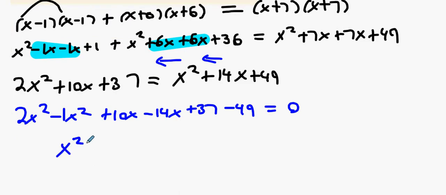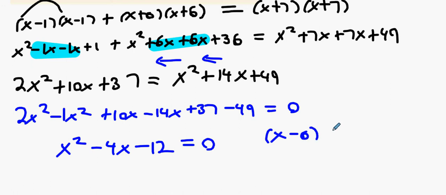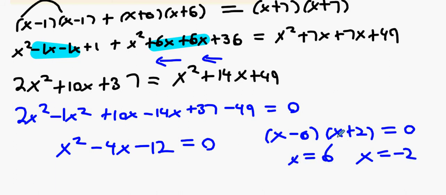X squared minus 4x minus 12 equals 0. It's a short one. It's an x minus 6 and an x plus 2 equals 0. X equals minus 2. X equals 6. Alright.